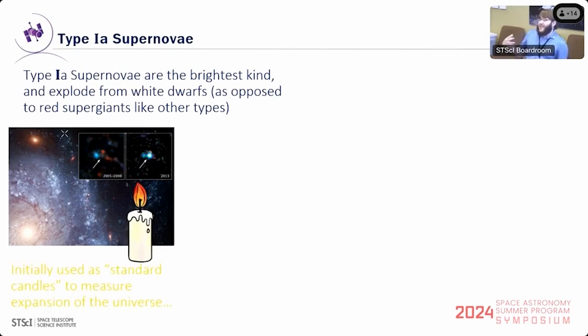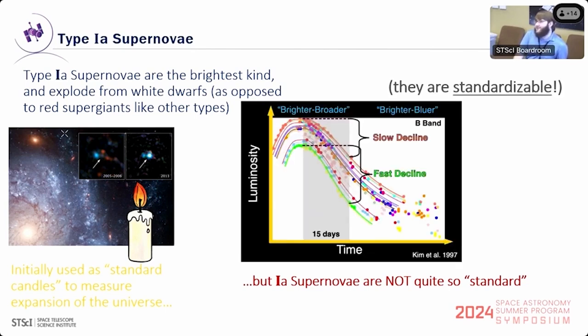They were used as standard candles to measure the expansion of the universe because they were so bright. And they were good enough and pretty much all standard enough back then for that. But these days we know that type 1a supernovae are not so standard. They are not all the same, and they vary a lot, but they are standardizable.